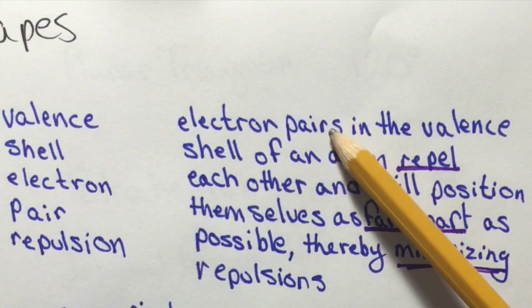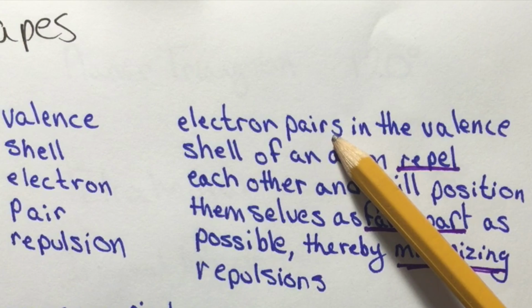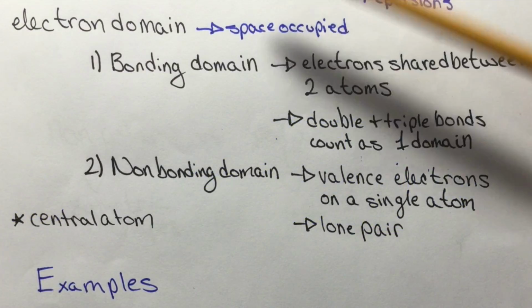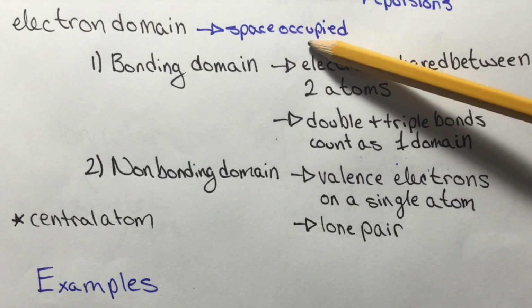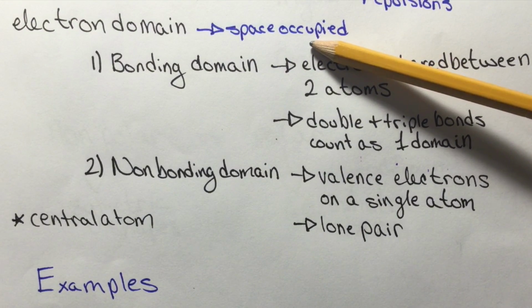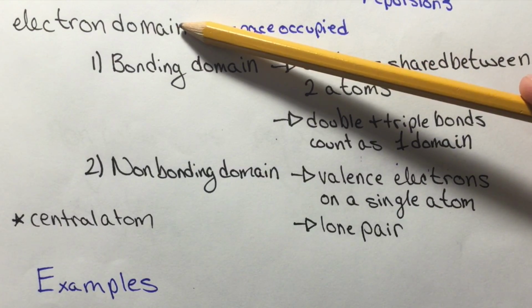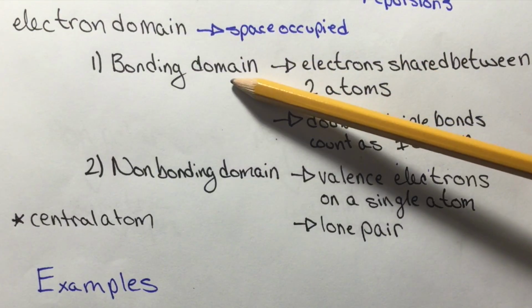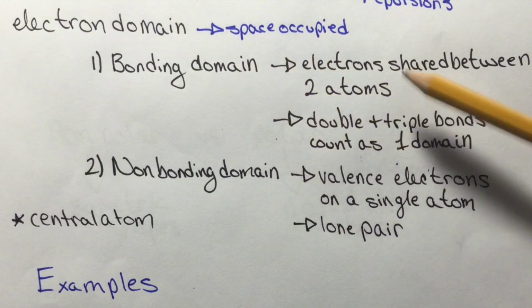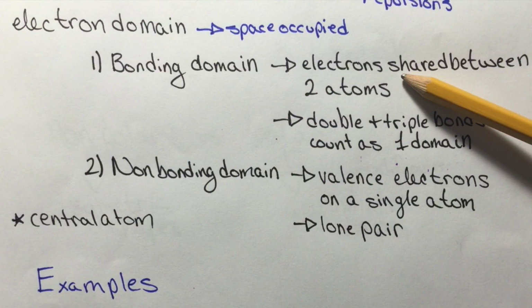So how do we keep track of these electron pairs? We're going to use the term electron domains. An electron domain is basically the space occupied by a particular electron pair or pairs. We have two kinds of electron domains. The first is a bonding domain. This is basically the electrons that are in a bond. So we're going to call that electrons that are shared between two atoms.